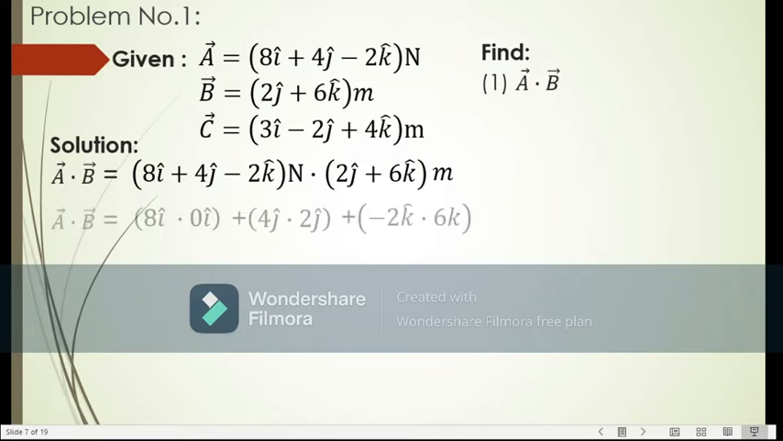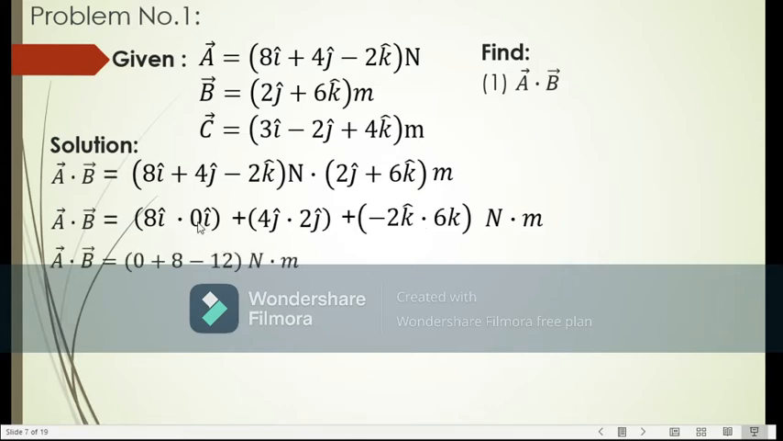And this will give us 8i hat times 0i hat plus 4j hat times 2j hat plus negative 2k hat times 6k hat Newton meter. To simplify this, we have 8 times 0 is 0 plus 4 times 2 is 8 plus negative 2 times 6 is negative 12. Unit is Newton dot meter.